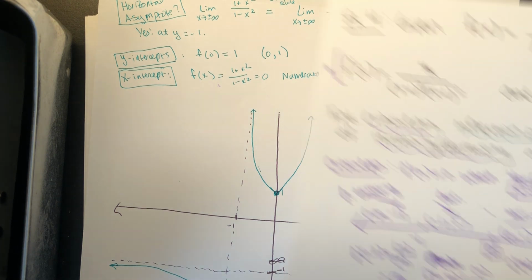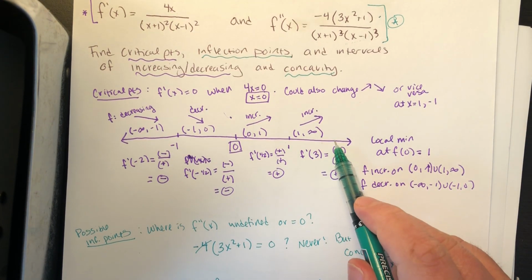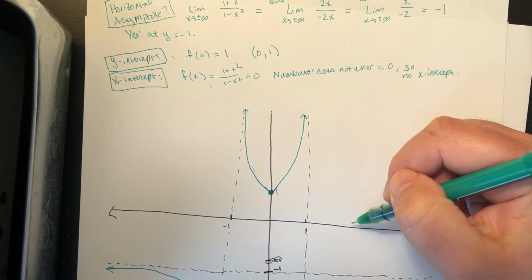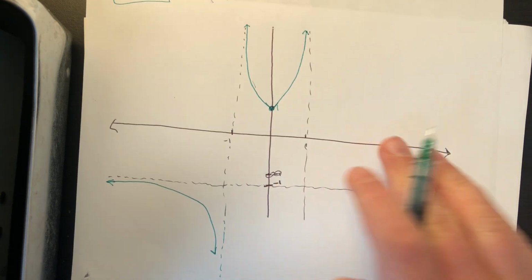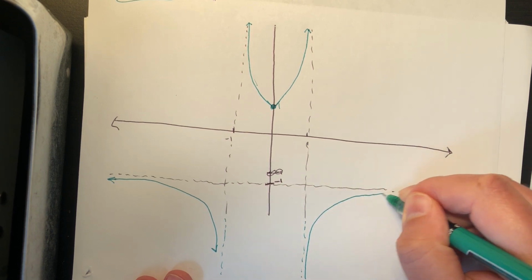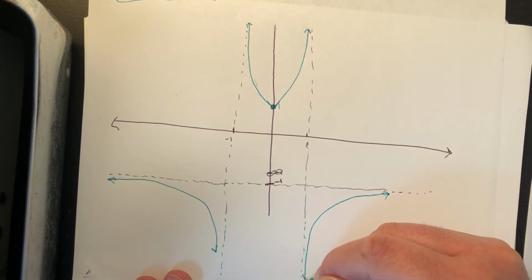And what happens after that? Well, from 1 to infinity, the function is still increasing. So there's no way that I could be coming down from this asymptote on the other side because I need to be increasing, which means I need to be coming from this direction. I need to be increasing forever, so I'm going to head off towards this horizontal asymptote like this.